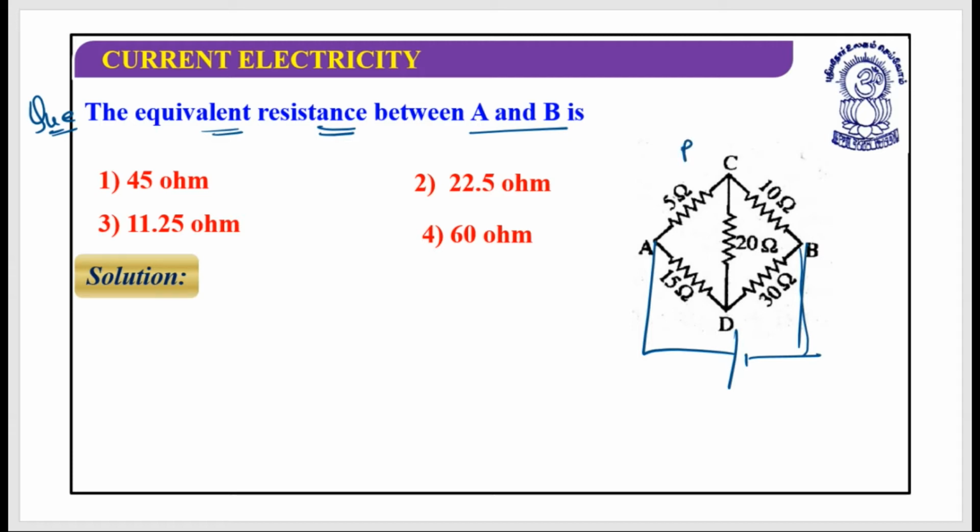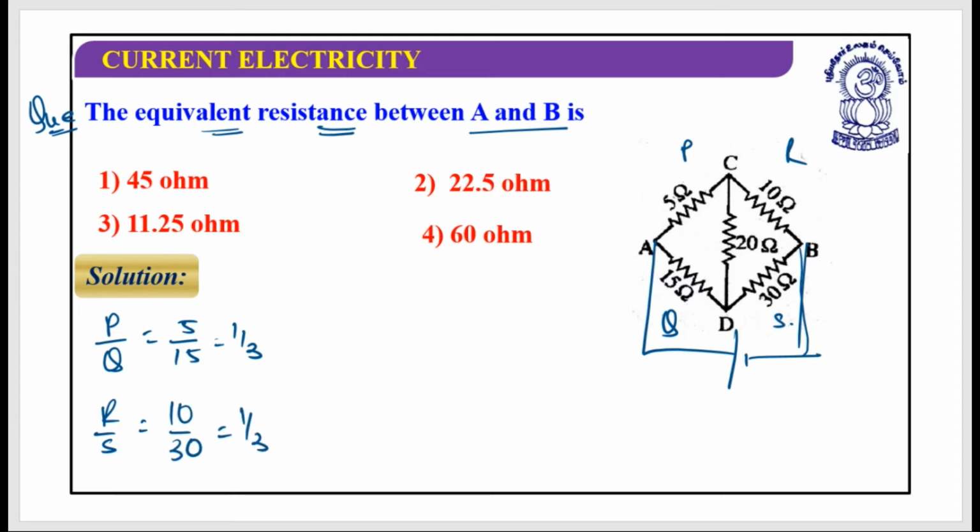This could be P, this could be Q, this could be R, this could be S. Let's take a ratio of this. P by Q can be written as 5 by 15, which is 1 by 3, and R by S, which is 10 by 30, could be written as 1 by 3. So if this 2 has gone, this would be definitely removed.